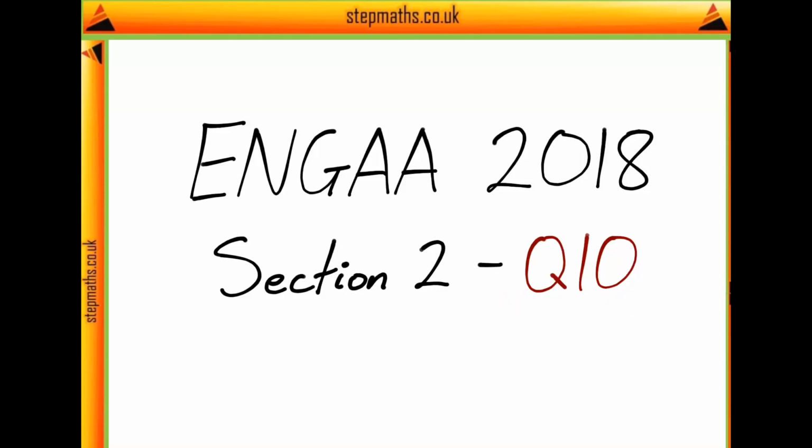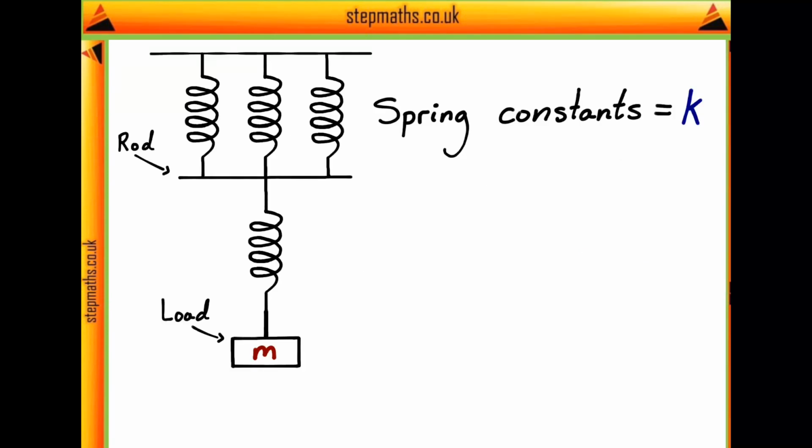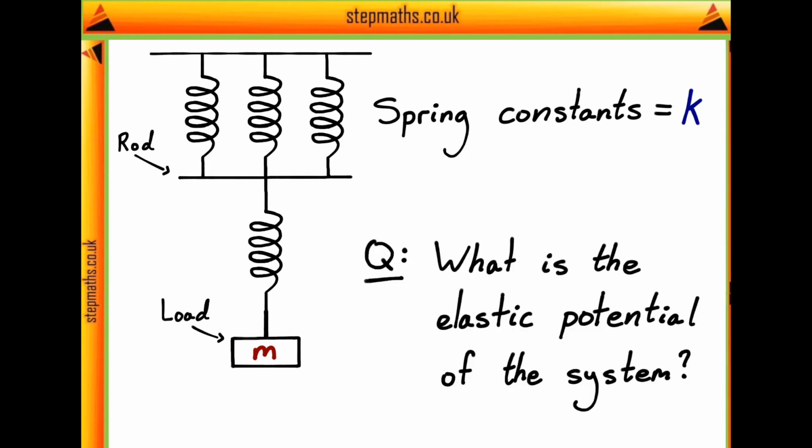Here we're going to look at question 10 from section 2 of the ENGAA 2018 paper. In this question we're given the following diagram, which shows 3 springs connected in parallel to a rod, which is then connected to a single spring which is connected to a load of mass m. We're told that all of the springs in the diagram are identical and have the same spring constant K. Next, the question asks us, what is the elastic potential energy of this system?